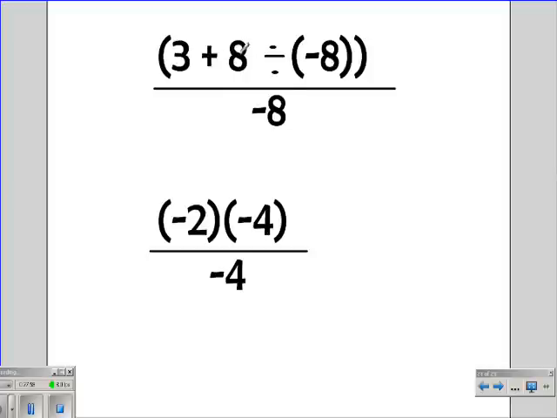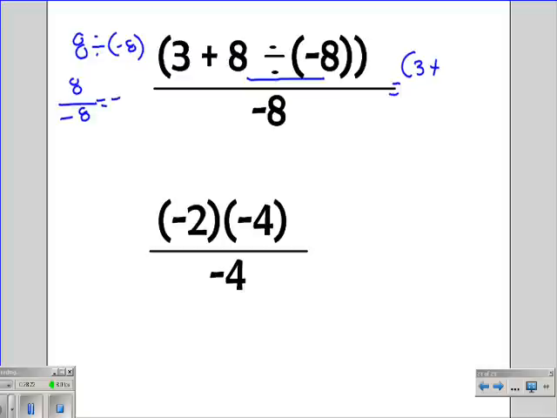So we'll work on the top first. I need to do this division first before I'm going to add. So on the top, let's work next to it here. I'm going to have 3 plus a positive divided by a negative. 8 divided by negative 8, or 8 over negative 8.